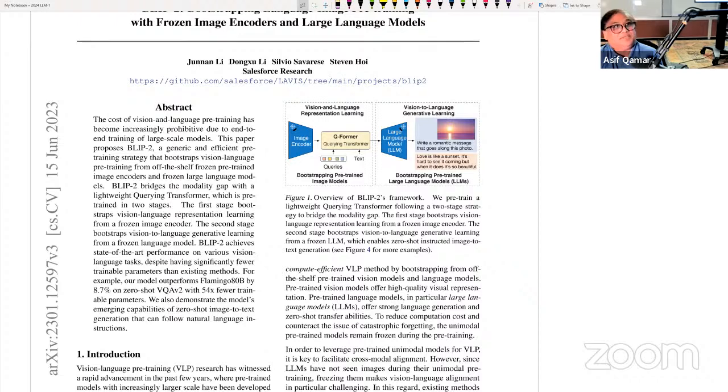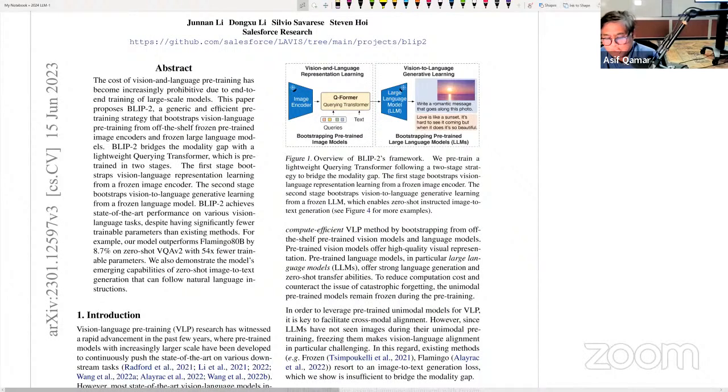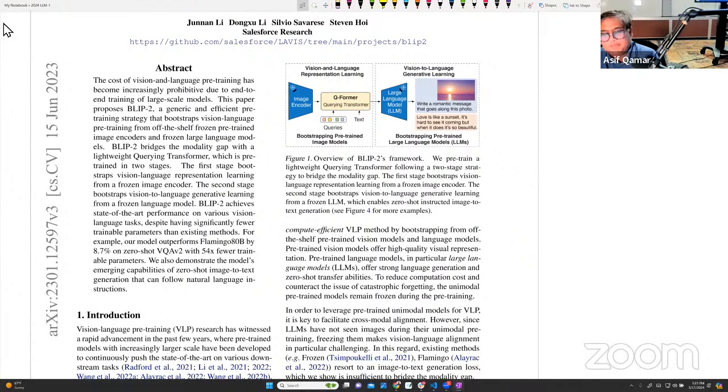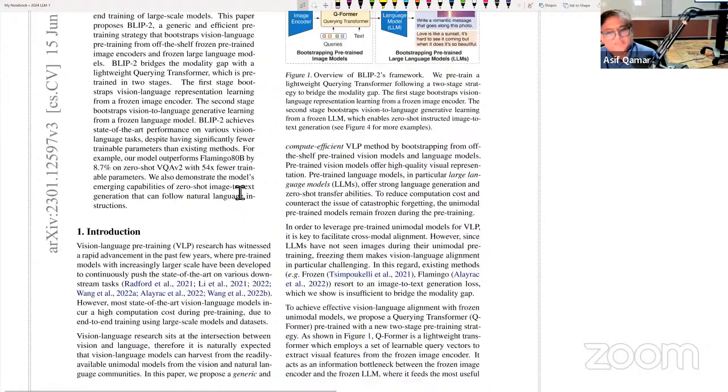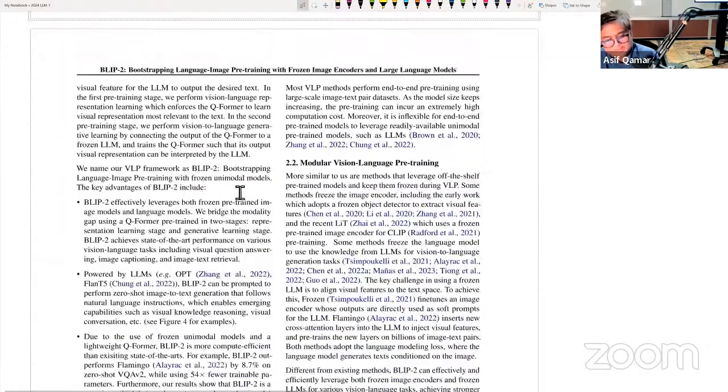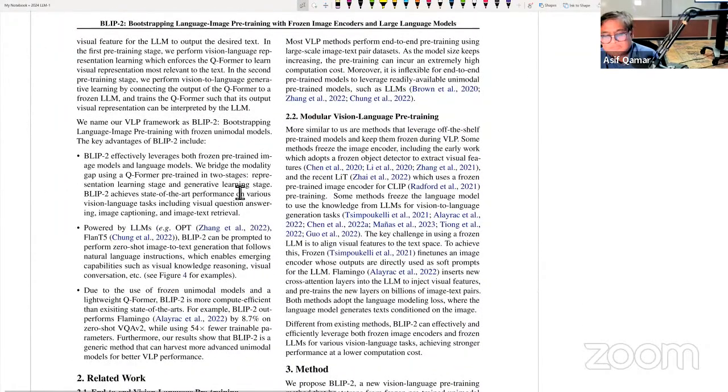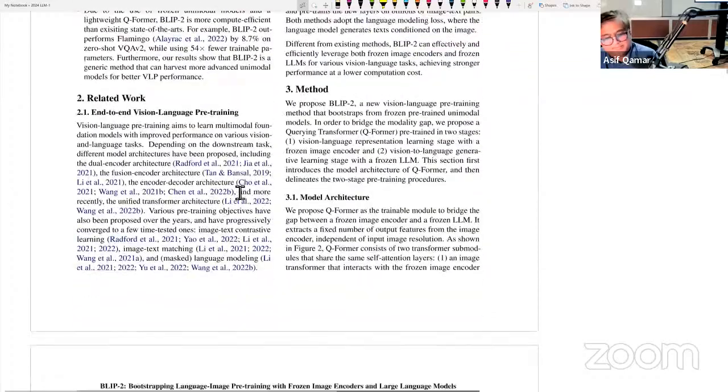You realize the implications of that, right? We also demonstrate the model's emerging capabilities of zero-shot image to text generation that can follow natural language instructions. Now, I will move over the paper because if you know BLIP, some of the paper goes over similar territory. But here's the main method.